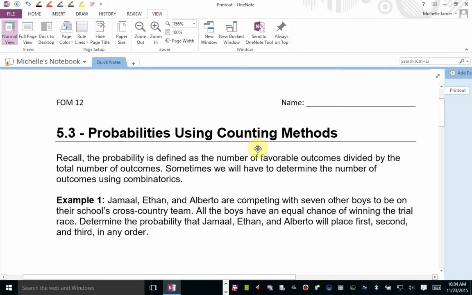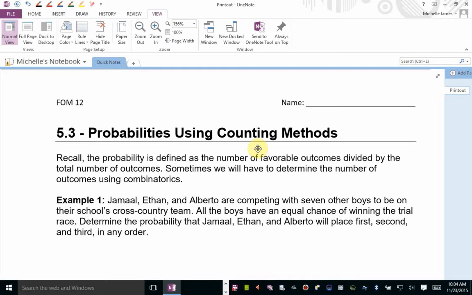All right, so we're going to move on to probabilities using counting methods. Sometimes in some questions we'll use what we did before in chapter 4 and the different methods that we use to figure out a lot of things at one time. Or other times it's easier just to use fractions. So depending on the question, we will look at different strategies.